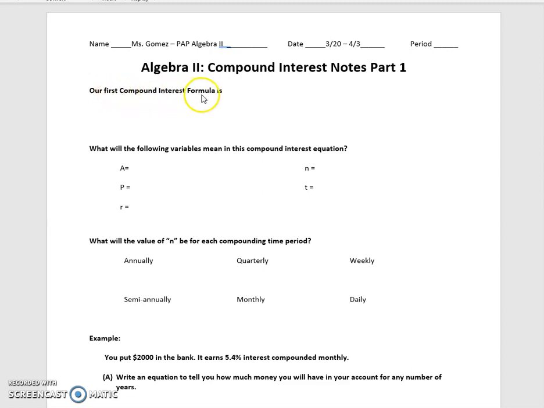So our first compound interest formula that we're going to use is A equals P times (1 plus R over N) to the power of N times T. This is an R.